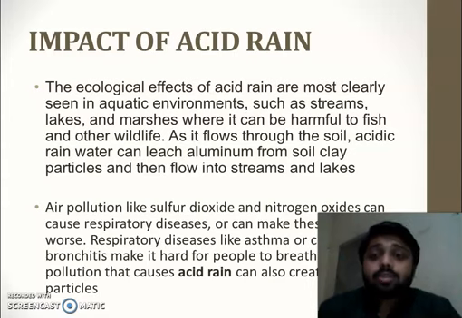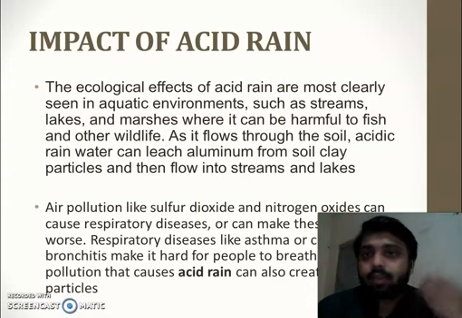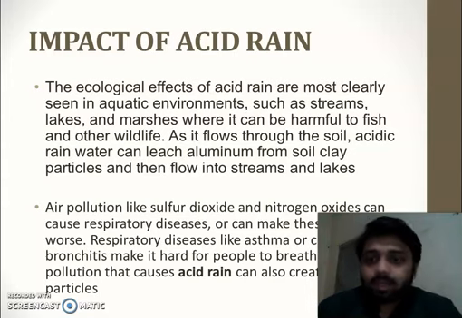Likewise, air pollution like sulfur dioxide and nitrogen oxide can cause respiratory diseases, because these gases come in direct contact with our lungs and may cause respiratory diseases or make these diseases worse. Respiratory diseases like asthma or chronic bronchitis make it hard for people to breathe. It will make a problem in breathing. The pollution that causes acid rain can also create tiny particles, and tiny particles of these gases are also harmful. So this is the impact.